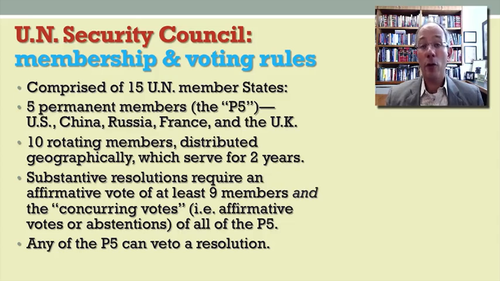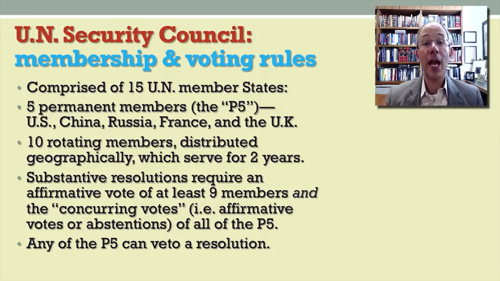Now, in order for the UN Security Council to take substantive action relating to authorizing the use of force, a vote of at least 9 members of the Council is required, and the concurring votes of all of the P5. And that has been interpreted over decades as meaning either the affirmative vote of the P5 or an abstention. And it follows from that voting rule that any member of the P5 can veto a resolution.